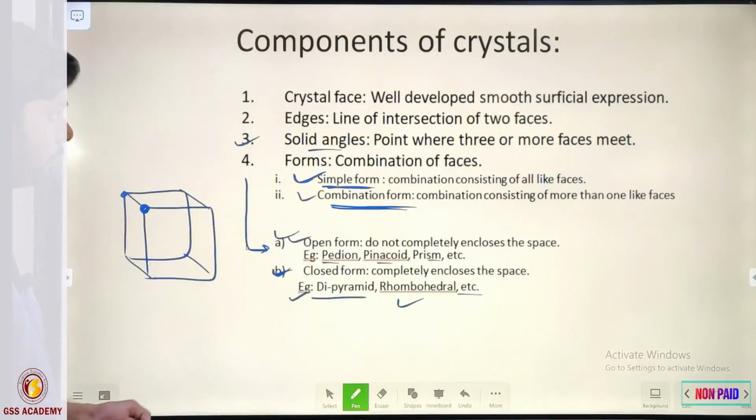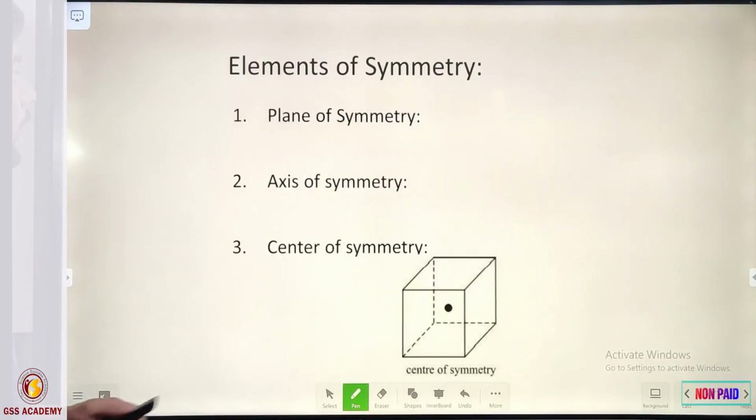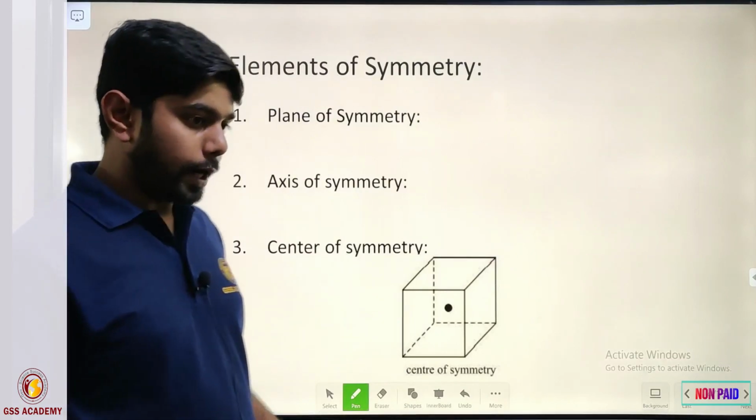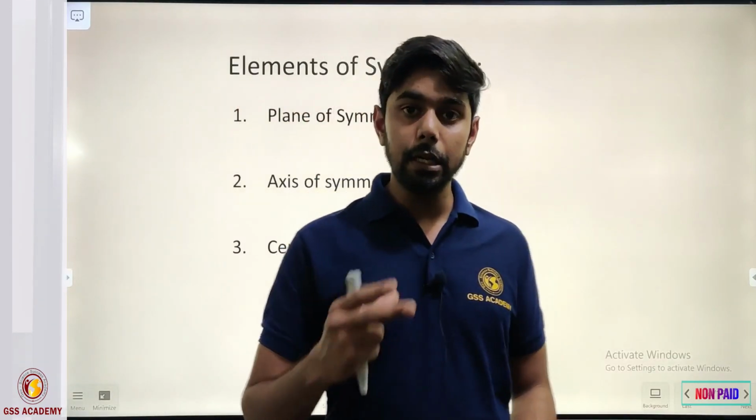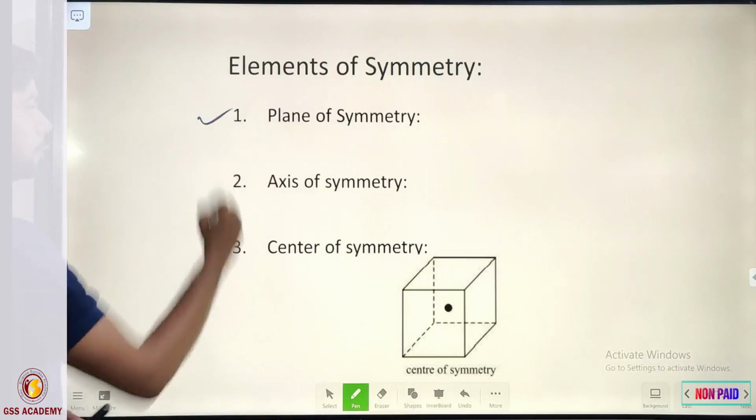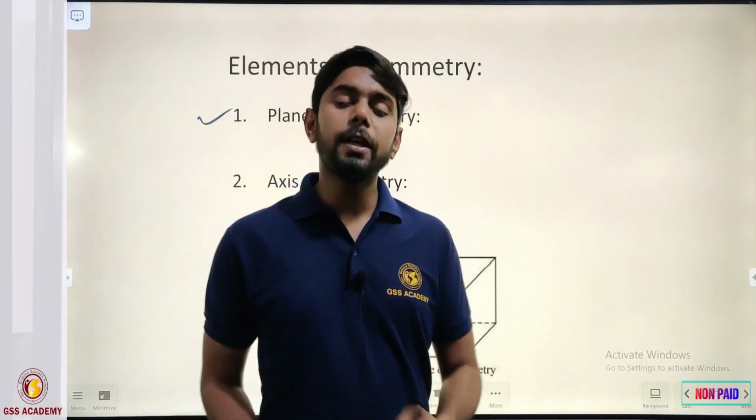After that, we will discuss the elements of symmetry. What are the elements of symmetry a crystal possesses? First, we will discuss the plane of symmetry. So what is a plane of symmetry?